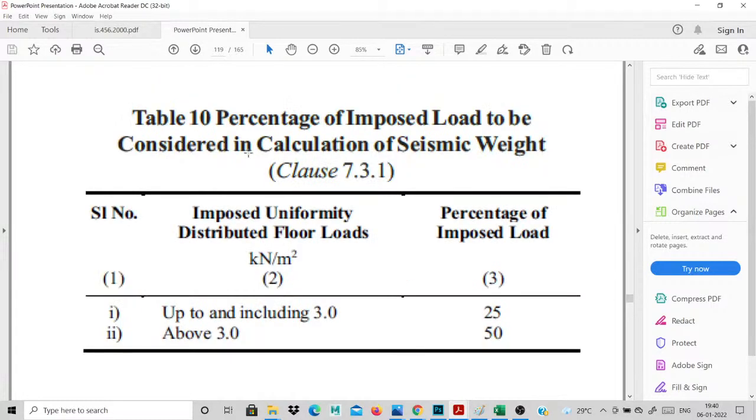Already I told you that for earthquake analysis you calculate the weight only. Then how to convert the live load into a weight? Simple method. If my live load is up to 3 kilonewton per meter square, I take 25 percent of it in the total weight of the building. If my live load is above 3 kilonewton, I take 50 percent. This is a simple calculation. All the materials are calculated by weight.